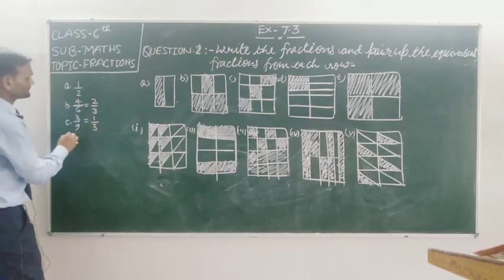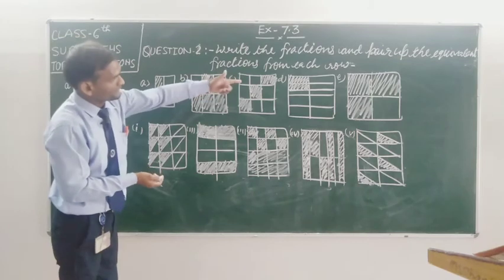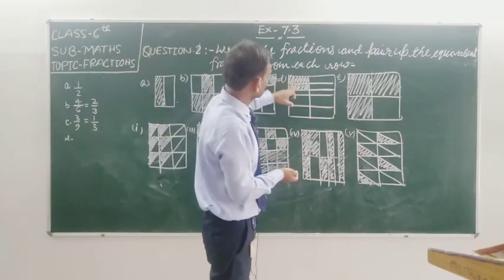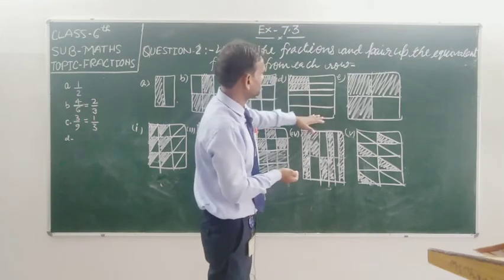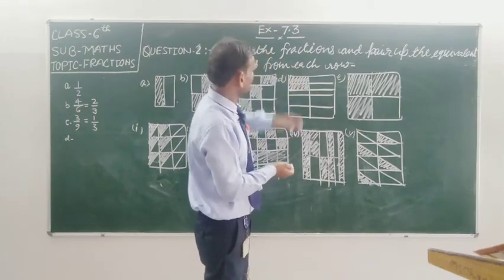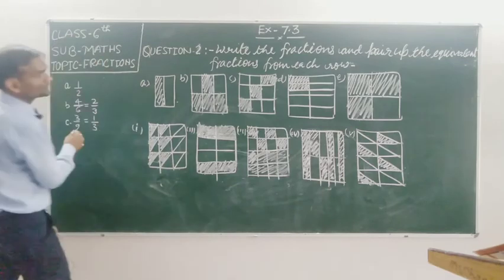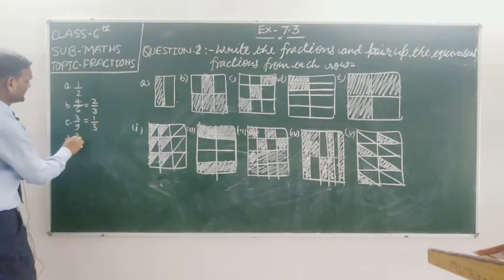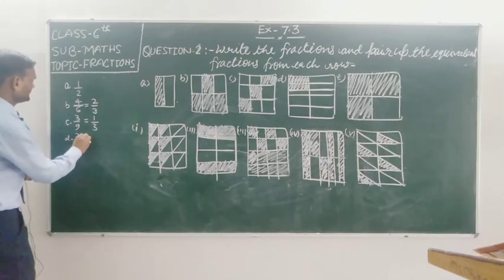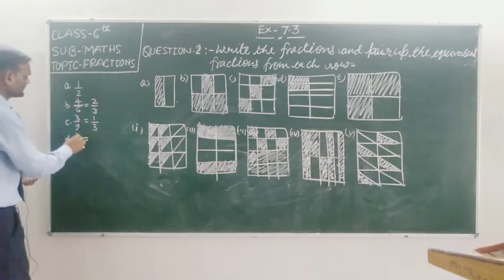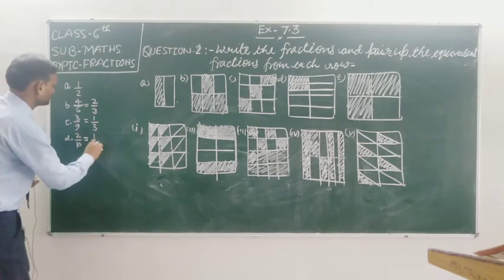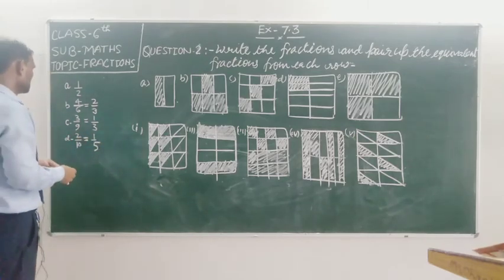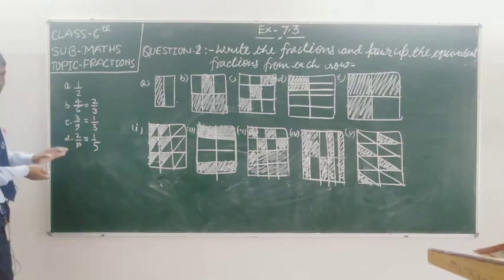And D, for the figure D, we write total number of parts 1, 2, 3, 4, 5, 5 2s are 10. 2 parts are shaded. So we write 2 by 10, and when we write it in simplest form, we get 1 by 5. We divide 2 by 10 by 2 because 2 and 10 are in the table of 2.